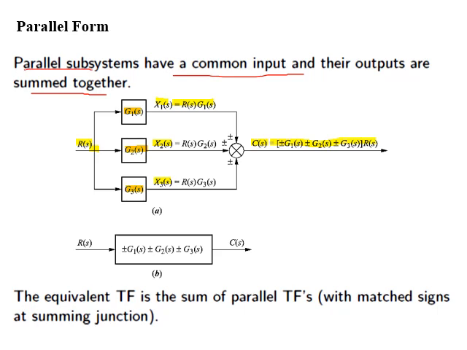Now here we know that X1 of S equals R of S into G1 of S, X2 of S equals R of S into G2 of S, and X3 of S equals R of S into G3 of S. Now substituting the values of X1, X2, X3 in the output equation and taking input R of S common, with rearrangement we can get our desired transfer function for parallel form.